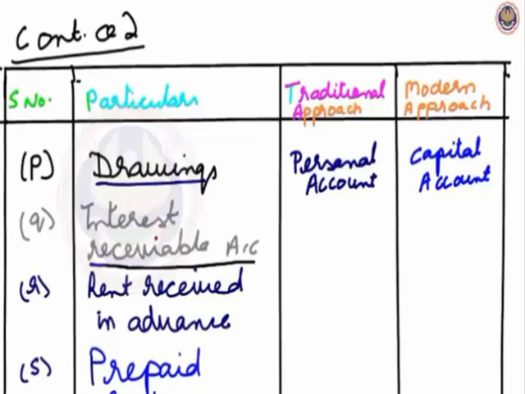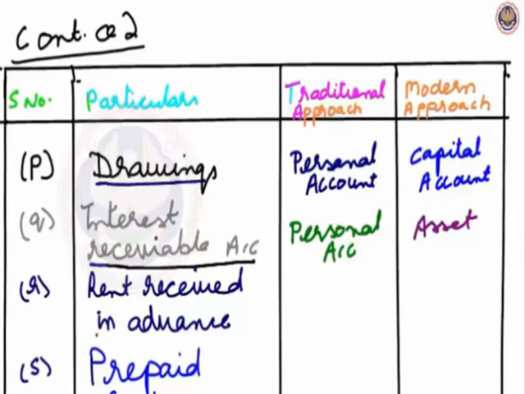So let us see the Q point itself. Interest receivable. It is an asset for the business. We know that in case any amount is receivable from someone, it is always related to a personal account. To be very precise, it is related to the representative personal account. So interest receivable is nothing but a simple personal account. As per the modern approach, it is an asset for the business.